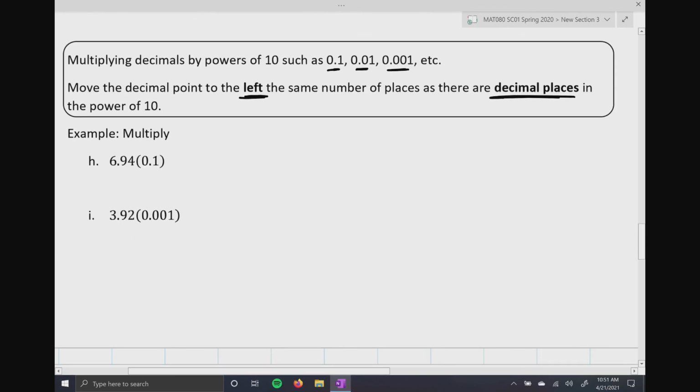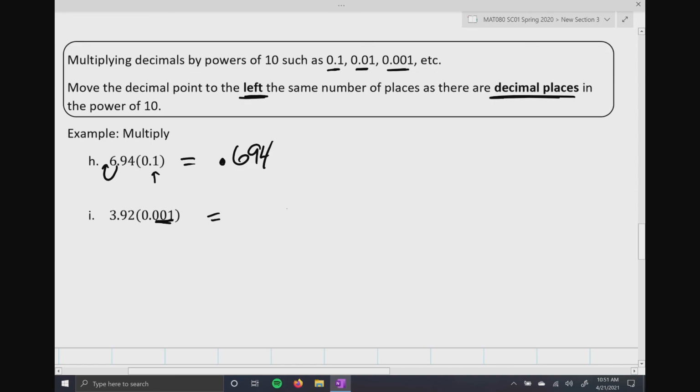So the first example, 6.94 times 0.1. Notice 1 decimal place. So I move the decimal to the left 1 spot. 0.694. In example I, notice there are 3 decimal places. Okay? So I move it 3 places to the left.